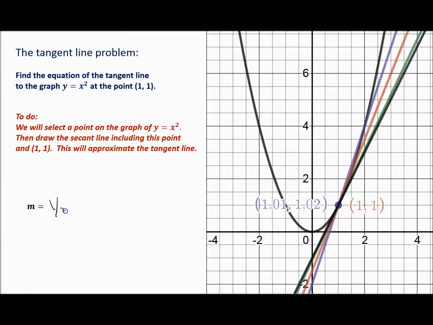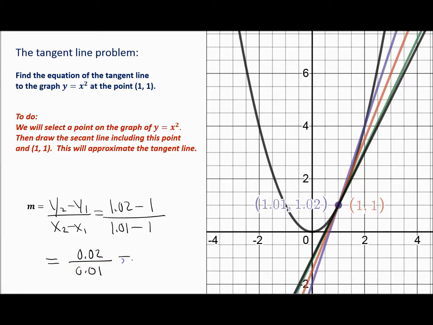And I use my formula. I know you're tired of me writing it. y2 minus y1 divided by x2 minus x1. That is just the slope of a line when you know 2 points. So I do know 2 points. I know my y2 is 1.02 minus my y1, which is 1. And then x2 is 1.01 minus my x1, which is also 1. I subtract in the numerator, I get 0.02. I subtract in the denominator, I get 0.01. When I divide that out, I get 2, which is a problem to me because I know that's not right.